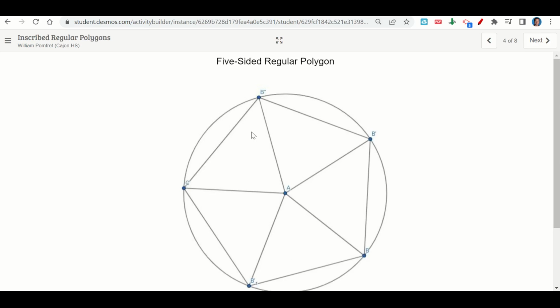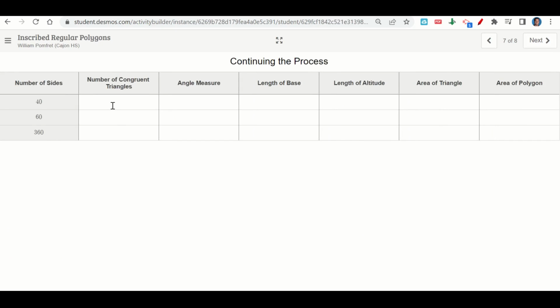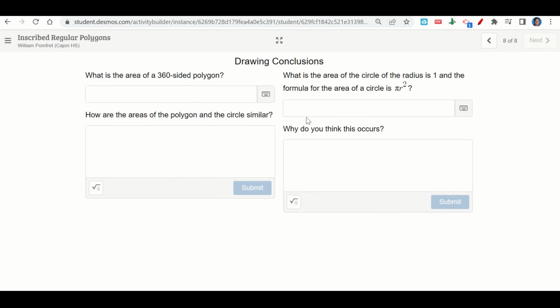And now we're going to do a 5-sided figure. So we'll do this again using the same rules we just came up with. Then again, we'll keep going through this. And then we're going to continue the process. So now we're going to say, using the formulas that we came up with, can we know what a 40-sided figure is going to look like, and a 60-sided, and a 360-sided figure? And then at the end, it says, what is the area of a 360-sided polygon?